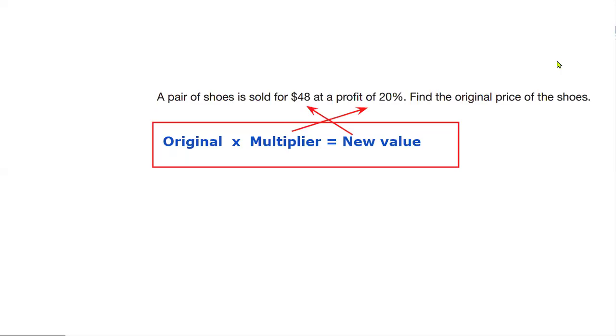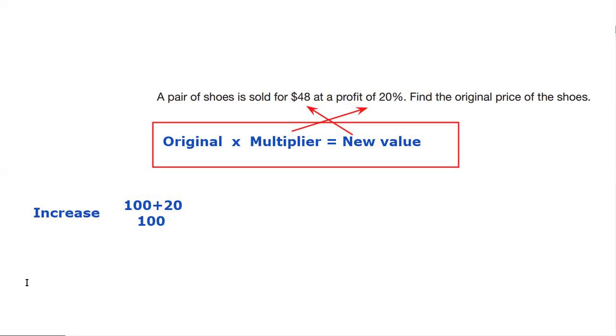Let's take a look at this one. Focus on this. If the multiplier is increase, it means you add to 100 and divide by 100. If the multiplier is increase, you follow this step. So you say 100 plus 20 over 100. This is how you find the multiplier of increase.